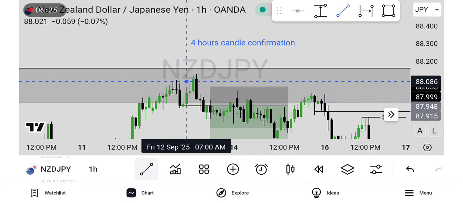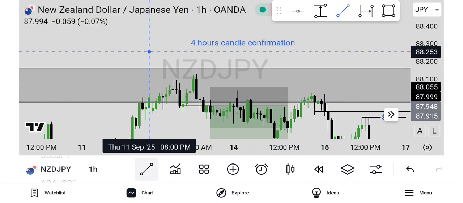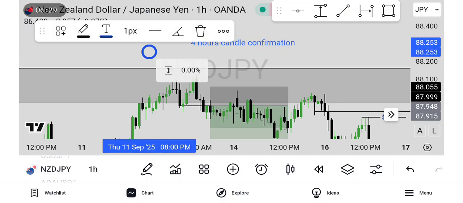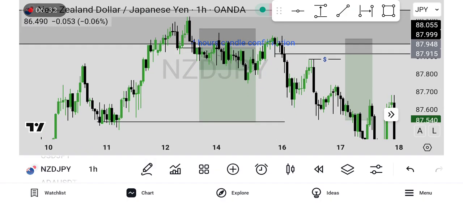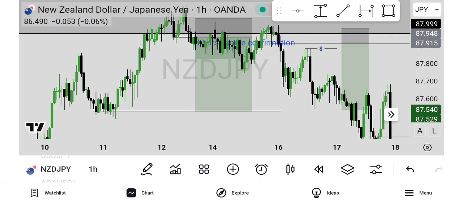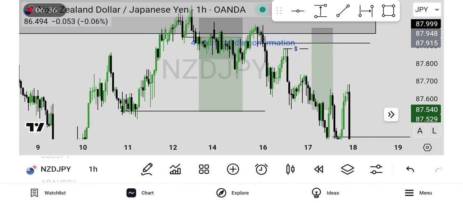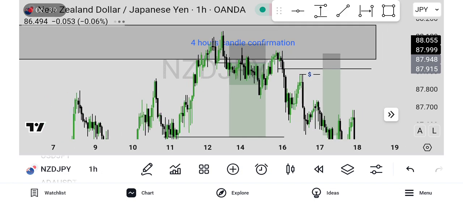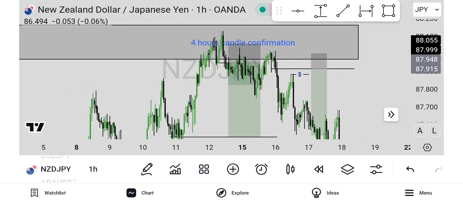Why? Because of my 4-hour candle confirmation. That's why I left the trade to play out. I left it, and as you can see, that was how I got it. So in anything you are doing, try to take analysis from a higher time frame, go to a lower time frame and look for an entry inside maybe the order block you have drawn or the breaker block you have drawn, or you wait for a candle closure.